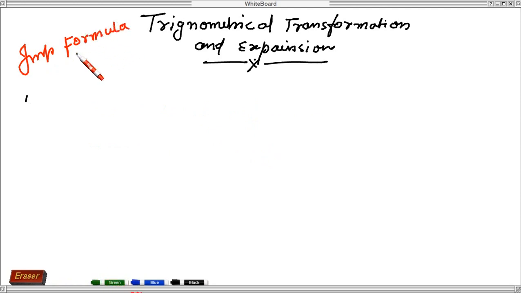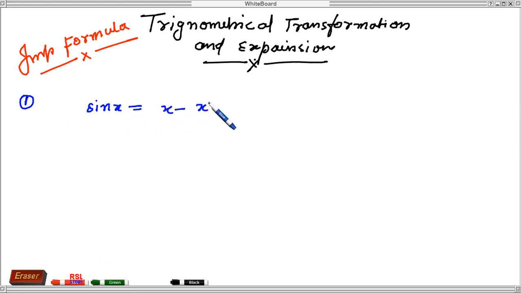So in this chapter we will study the trigonometrical transformation and its expansion, because it is necessary to know this, as there is a great deal of use in calculus. The expansion of sin x is like this: x minus x cube by factorial 3 plus x power 5 by factorial 5 and so on.